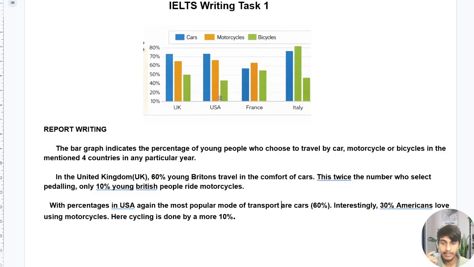Finally, cycling is mentioned as more or less 10% in USA. The words "more" strongly show that cycling is very low. So this paragraph clearly communicates similarity, cars; difference, motorcycles; and lowest choice, cycling. Excellent Task 1 logic. So now we move to body paragraph number 3.